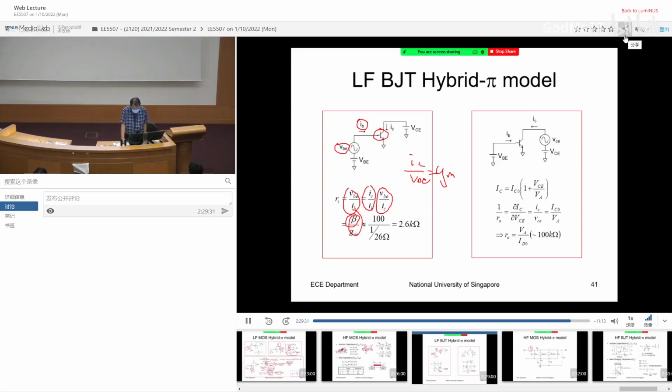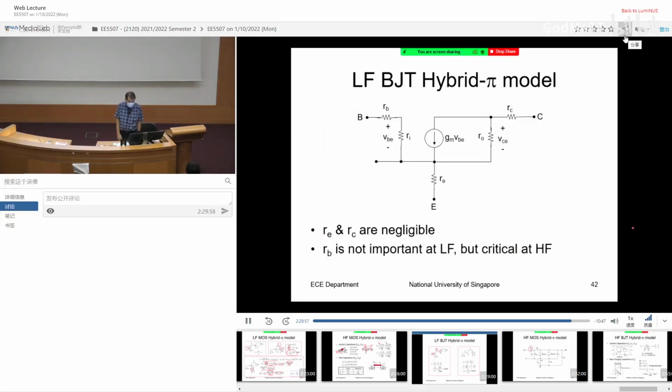And then for the output resistance, use the driving point concept. We apply the output voltage at the collector side and examine the collector current. So the ratio of the two, delta IC over delta VC, gives you the inverse of output resistance. So usually it's the early voltage divided by the collector current. Sorry, this should be IC0, not ID0. So at low frequency, you have the RI, you have the R0, and the GM.